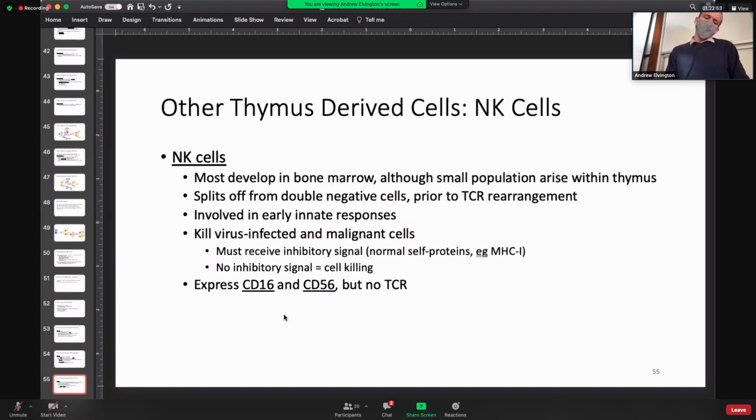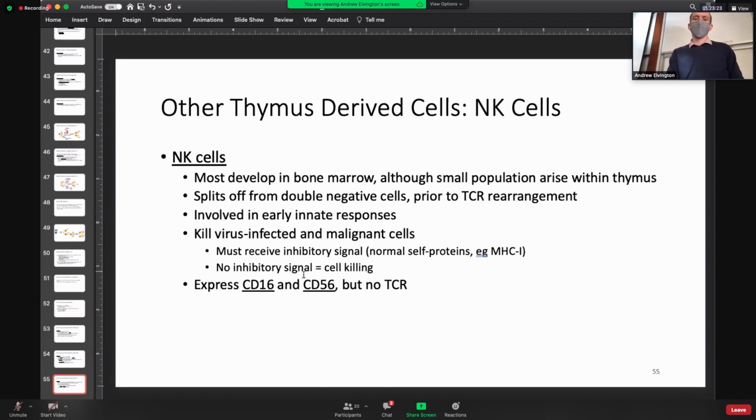And then the last cell, the natural killer cell. And what's interesting about these, most of these, we talked about them developing in the bone marrow. That's where most of them develop. Although you get a really small population that pop out of the thymus, they come off before the TCR genes start to get expressed, and they are involved in early innate responses. Natural killer cells coming out of the thymus seem to, for all intents and purposes, behave the same way as natural killer cells that are made in the bone marrow.